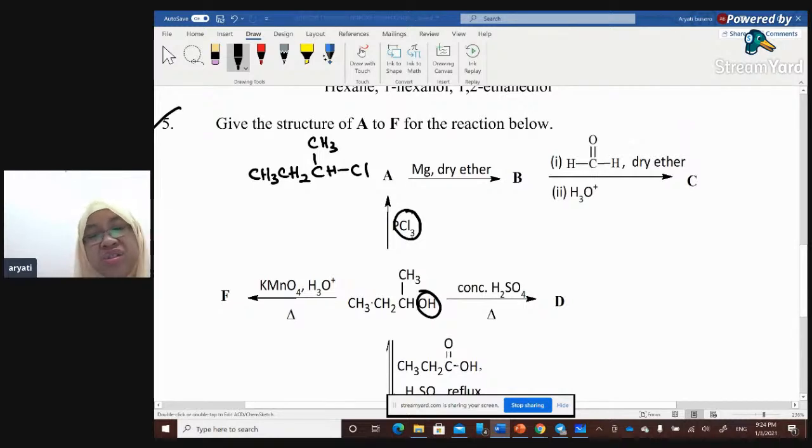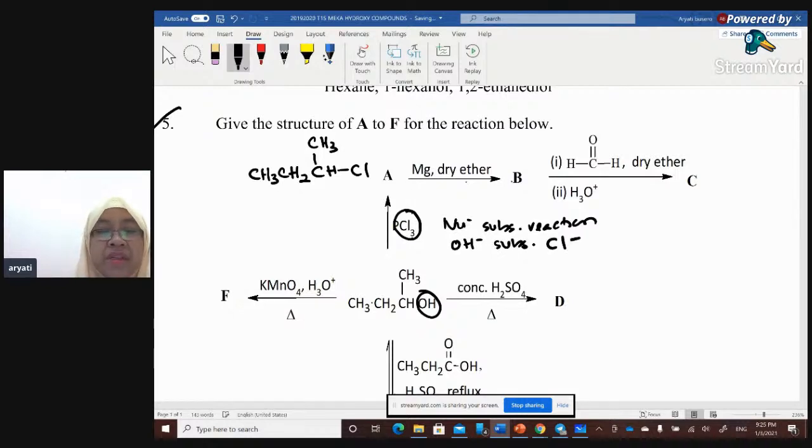Okay. So A react with magnesium in dry ether. So this is the formation. Ini step pertama ialah nucleophilic substitution reaction. So OH minus substitute with Cl minus. Okay, A kepada B ini ialah reagent untuk formation of Grignard reagent. So B is a Grignard reagent.